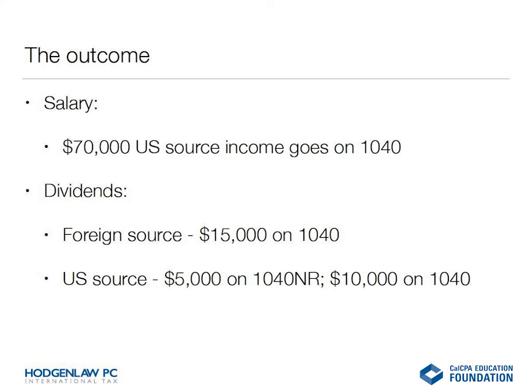The ordinary dividends, now that is comprised of the $15,000 of foreign source dividends that she earned while living in the U.S., plus the $10,000 of U.S. source dividends that she earned while living in the U.S. You'll notice that the $5,000 of dividends are not here. There's a reason for that. We'll take a look at that in a minute.